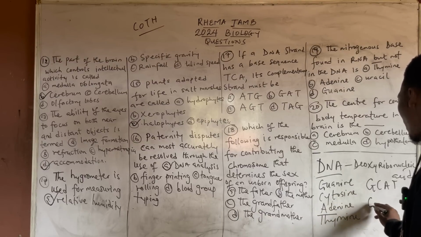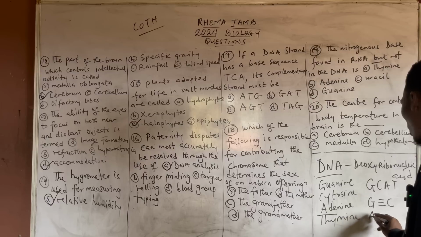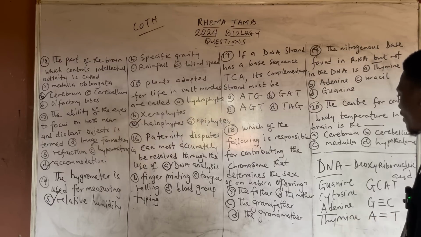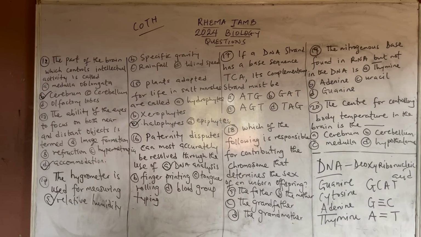GCAT simply means guanine always pairs with what? Cytosine, while adenine always pairs with thymine. All right, so that's just the rule. Whenever you have guanine, it must pair with cytosine. Then whenever you have adenine, it must pair with what? Thymine. So they gave us this.